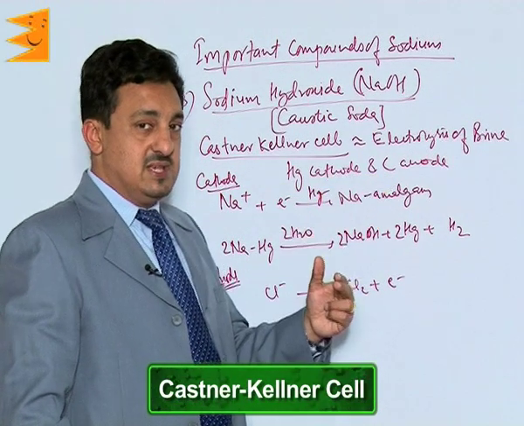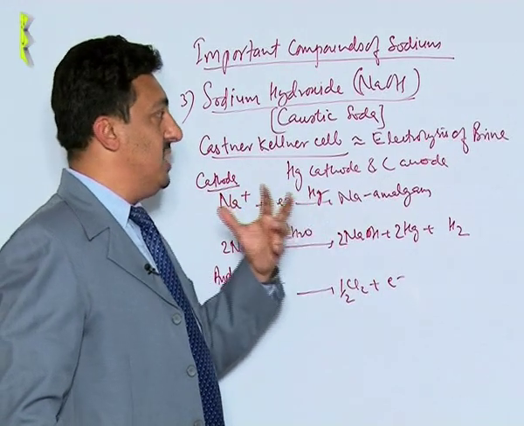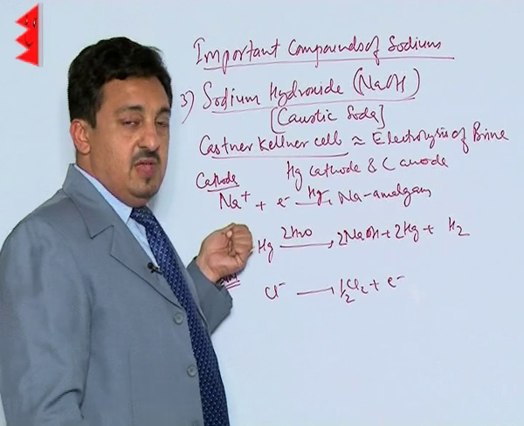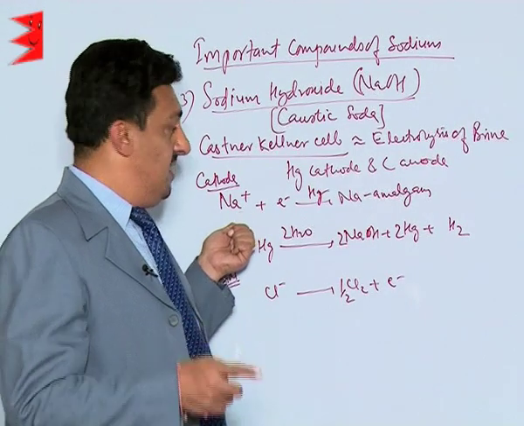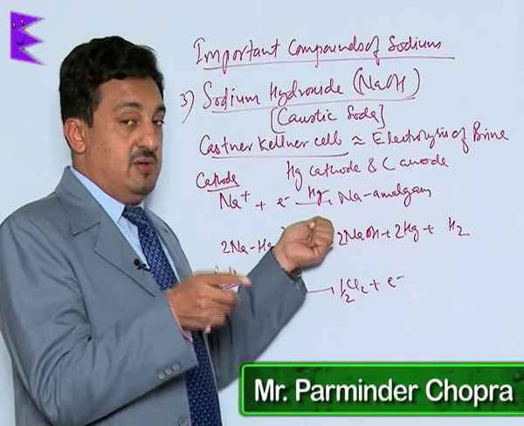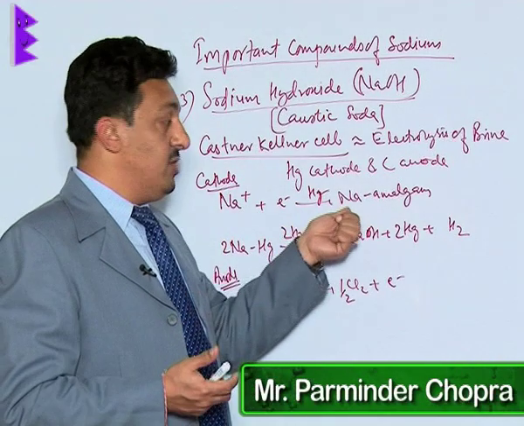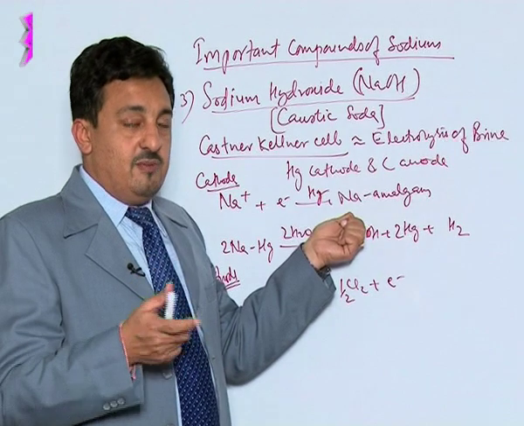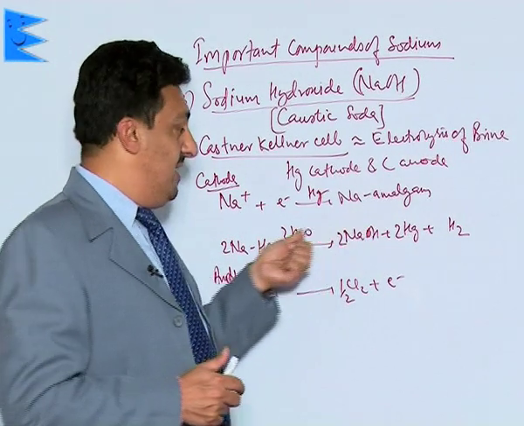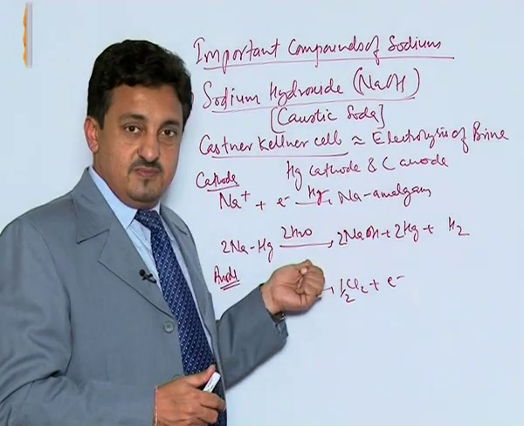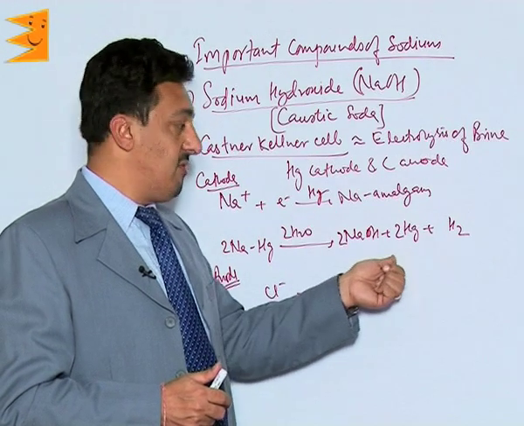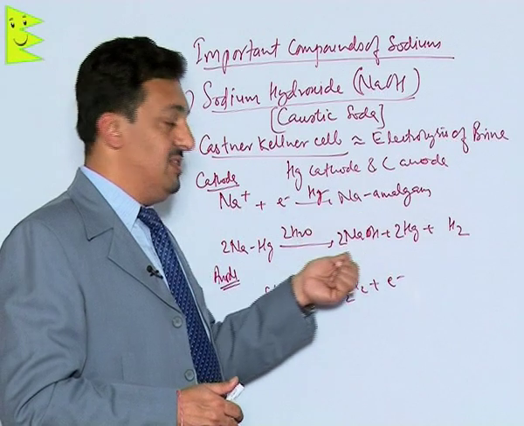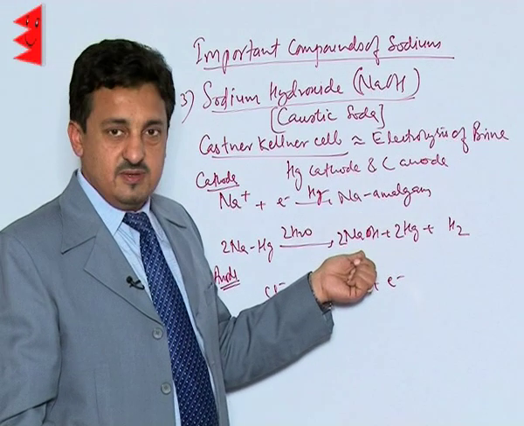Now what happens in this is, from the aqueous NaCl solution we get sodium ions, which approach the cathode, combine with the mercury of the cathode and form sodium amalgam. Now we recover NaOH from this sodium amalgam. How? By reacting this sodium amalgam with water, which forms NaOH, mercury and hydrogen. So this is how the NaOH, the caustic soda, is obtained from sodium amalgam.